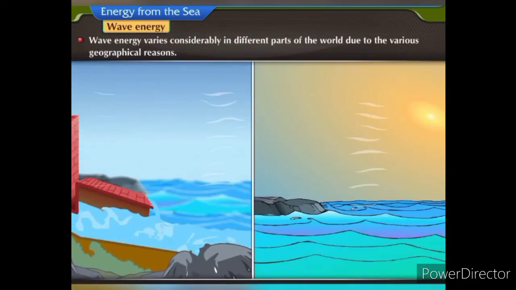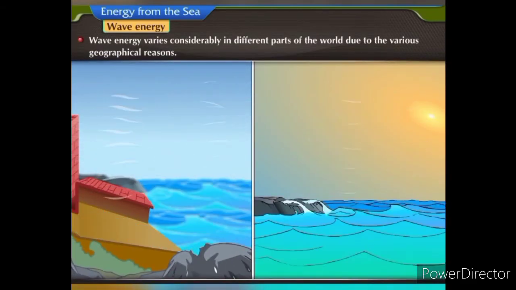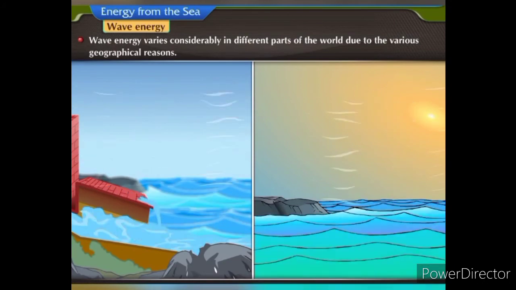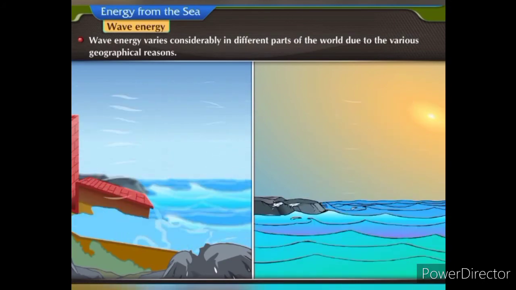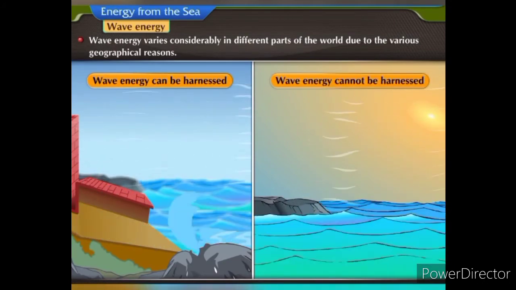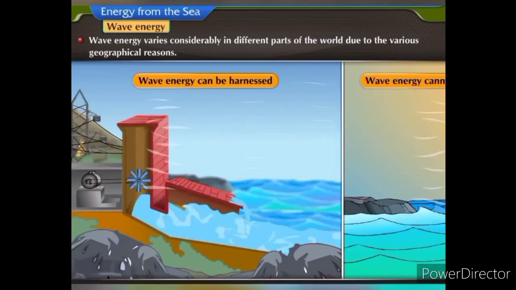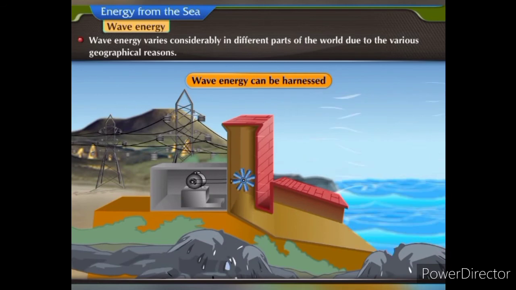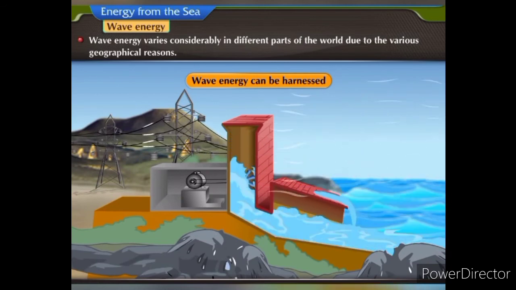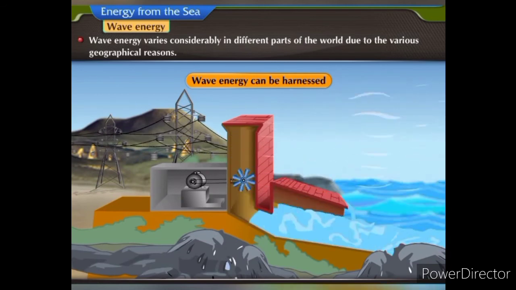Wave energy varies considerably in different parts of the world due to various geographical reasons. Therefore, wave energy cannot be harnessed effectively everywhere. It can be harnessed only in the areas where wind blows with enough force to provide continuous waves.